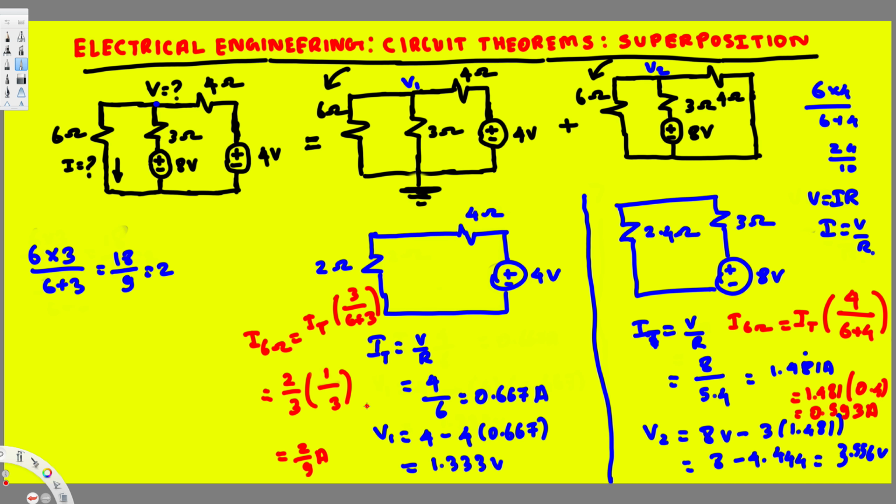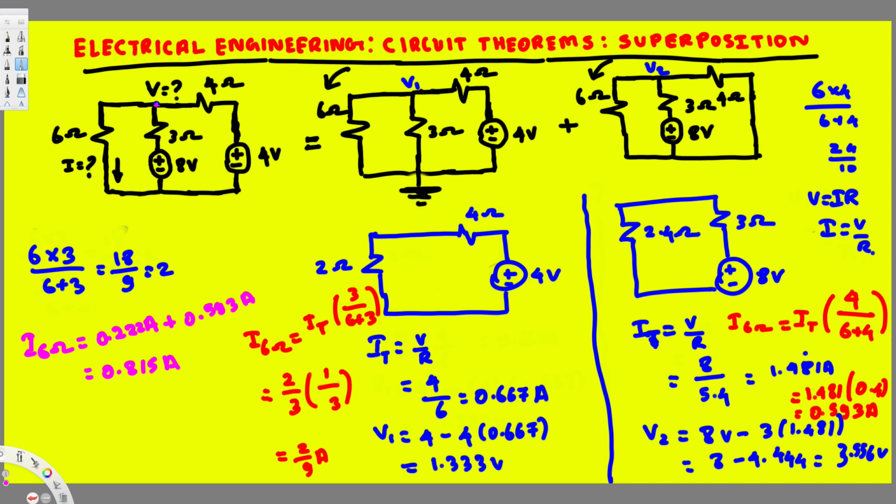Now to find that one, we just have to add them together, right? So this is going to be I6 ohm. I6 ohm is going to be 2 over 9 ampere. So 2 over 9, if you calculate that one, that's going to give you 0.222 ampere, and plus we have 0.593 ampere, and if you add them together, that's going to give you 0.815 ampere. So that's the total current that's going through the 6 ohm. So we have found out that one.